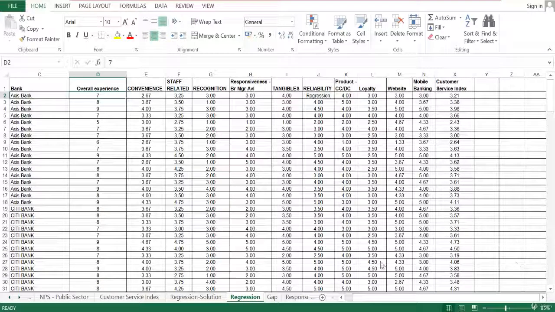Now, having calculated the expectation perception gap, we'll look into how we can figure out which is the most influencing factor, among all these parameters, in deciding the kind of service being perceived by the customers, or the customer service index, which is the ultimate aim of this case study where we started the exercise.